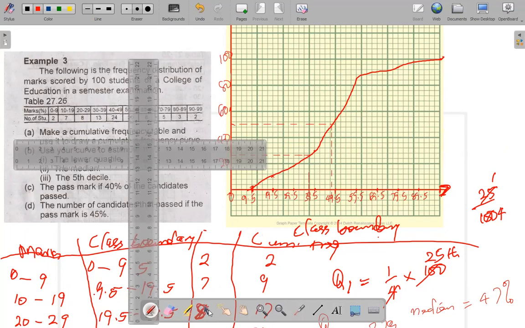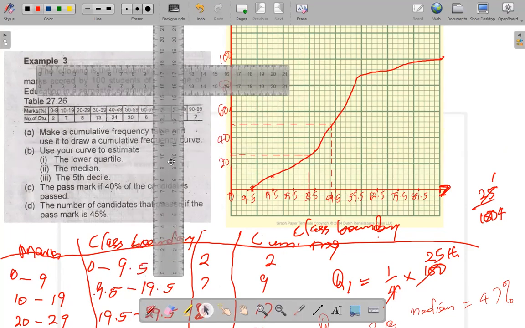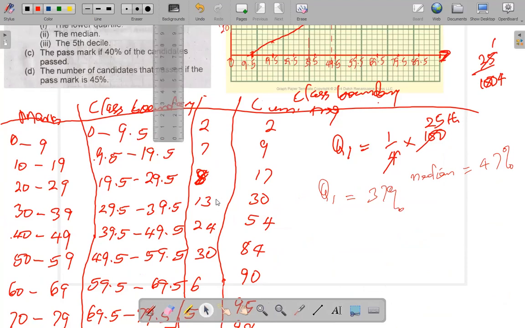Then the next question is the fifth decile. Decile is when we divide the distribution into 10. The fifth decile will be 5/10 times the total distribution, which is 100, and that will be 50%. Remember, 50% is the same thing as the median, and we just calculated the median, which is 47%. Therefore, the fifth decile is also 47%.